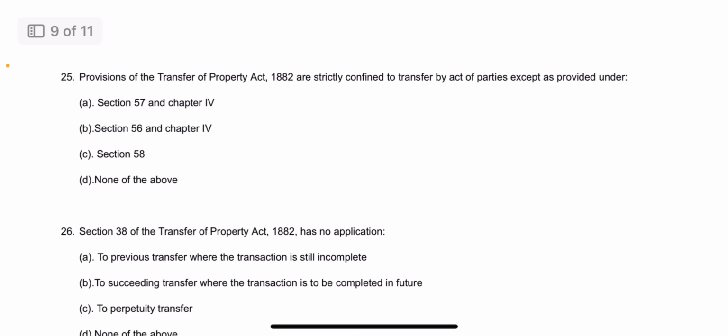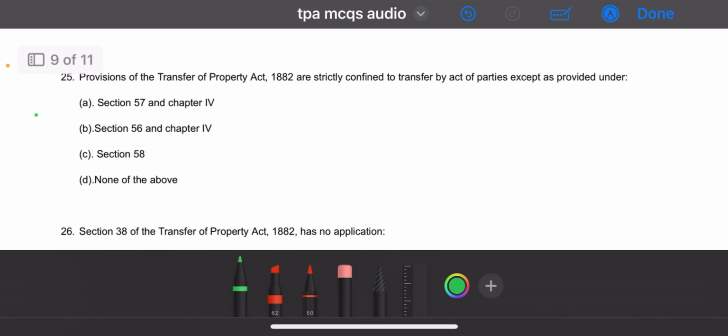25th question is provisions of the Transfer of Property Act 1882 are strictly confined to transfer by act of parties except as provided under. The options are A, Section 57 and Chapter 4, B, Section 56 and Chapter 4, C, Section 58, D, none of the above. So the correct answer is A, Section 57 and Chapter 4.